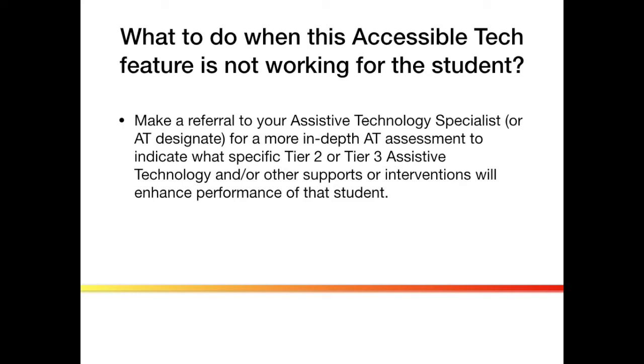What happens when this accessible technology feature is not working for your student? We suggest at this time to make a referral to your assistive technology specialist or AT designate for a more in-depth assistive technology assessment to indicate what specific Tier 2 or Tier 3 assistive technology and or other supports or interventions will enhance performance of that student.